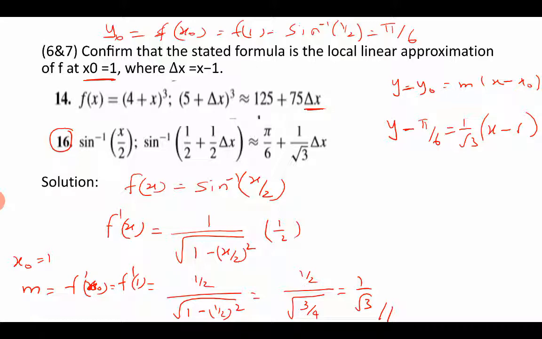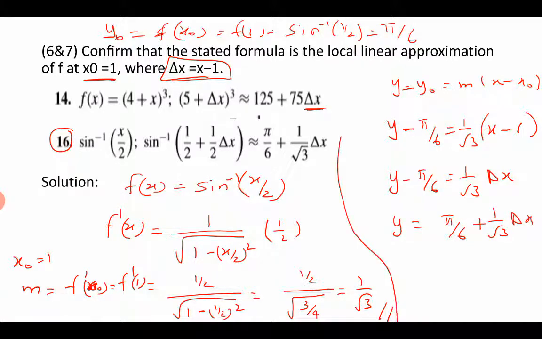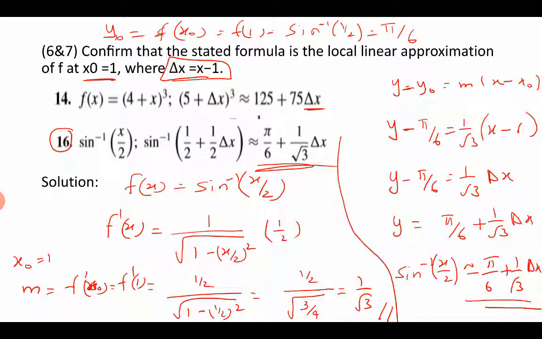And now the x minus 1, use this information. X minus 1 has been given as del x, so that is it. Y minus pi over 6 is 1 over root 3 times del x. So y is pi over 6 plus 1 over root 3 del x. And obviously, what is y? Y is sin inverse x over 2, which is approximately equal to pi by 6 plus 1 over root 3 times del x. This is what is given here. That's the answer. Try the other problems from the textbook, say practice problems.